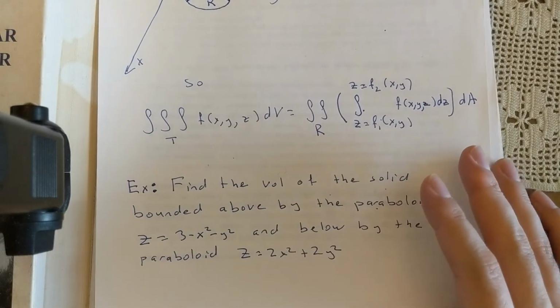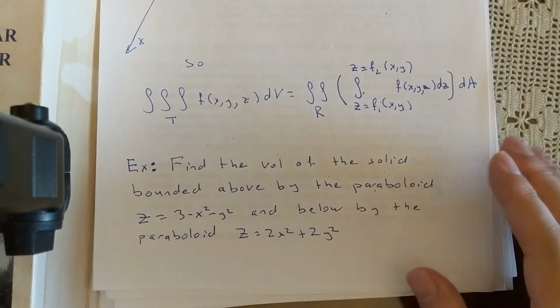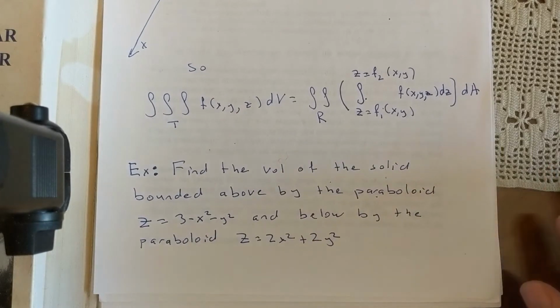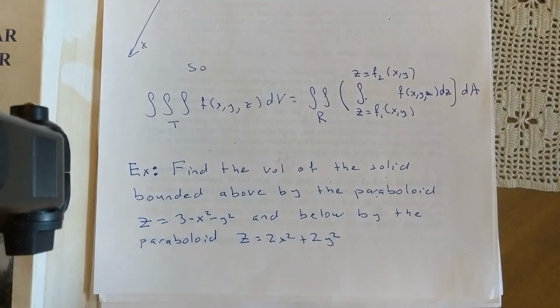So, okay, so again, this is lots of theory. Let's actually see this in action. What we'll do is we're going to try to find the volume of the solid bounded above by the paraboloid z equals 3 minus x squared minus y squared, and below by the paraboloid z equals 2x squared plus 2y squared.